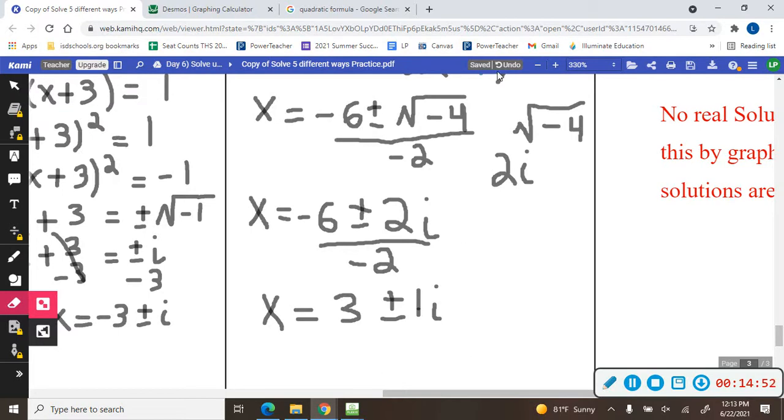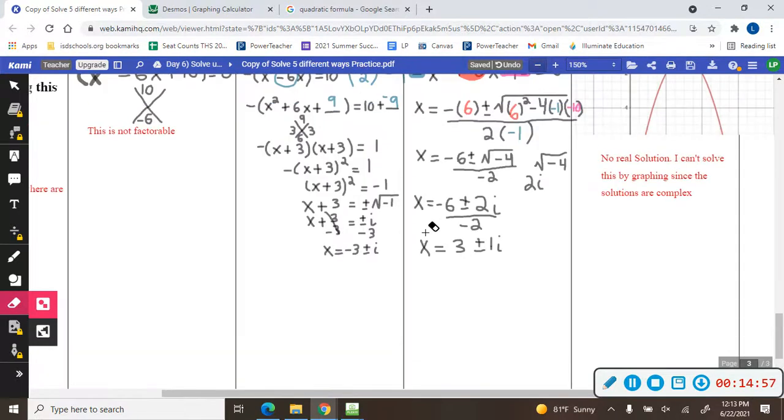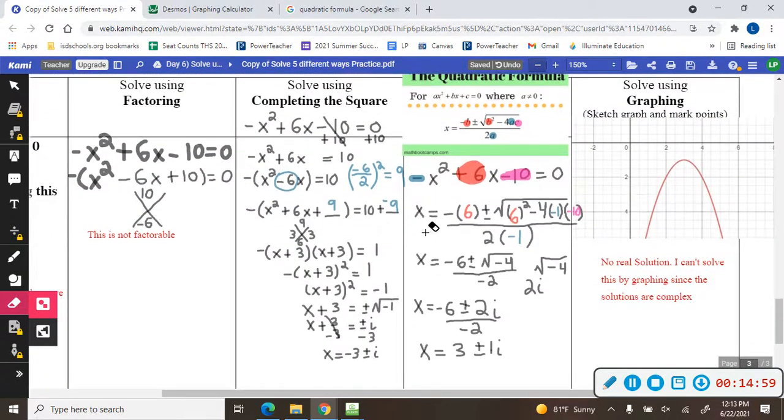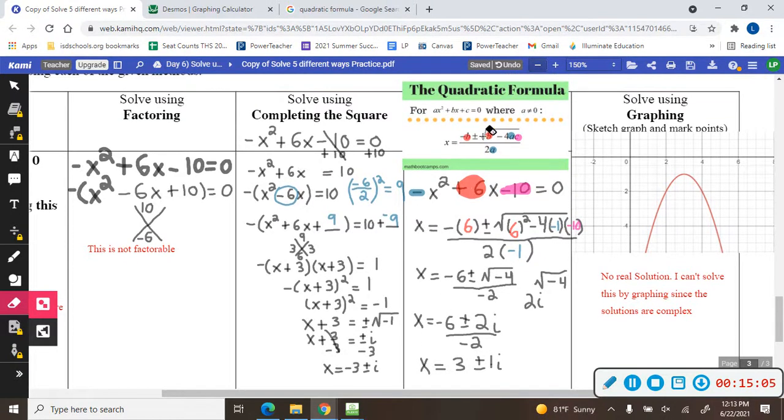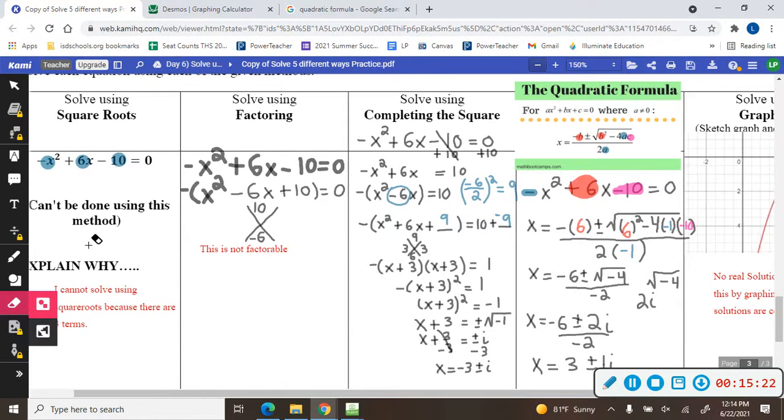So going through the multiple methods, I found that if you solve by completing the square and quadratic formula, you get the same answer. The reason why you get the same answer is because the formula is derived by completing the square. Whoever came up with the formula did it by noticing the patterns here. Graphing, I couldn't get the solution because it doesn't cross the x-axis, and I couldn't solve by square roots because there were 3 terms.